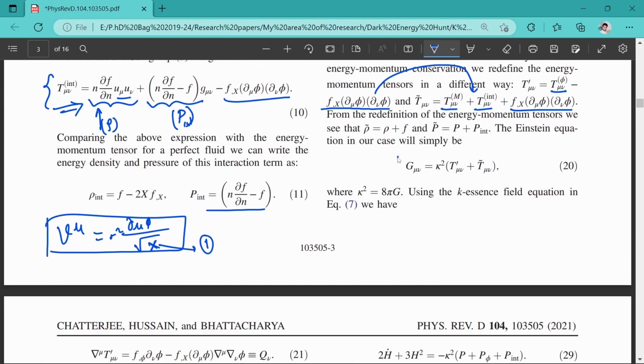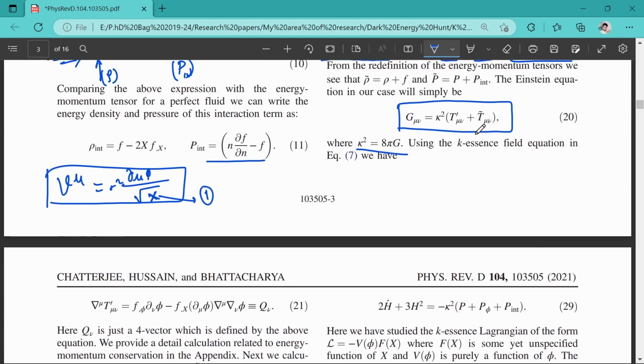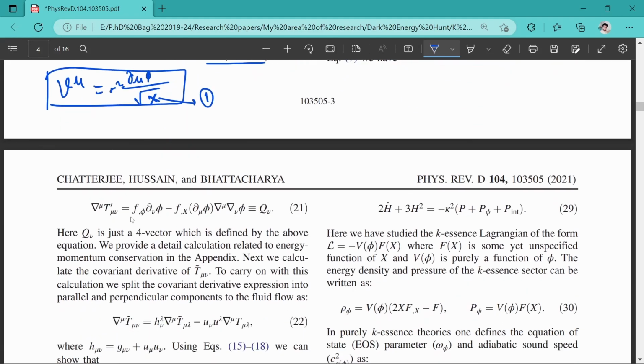So our field equation will become G_μν is equal to κ² (T_μν dash plus T_μν tilde), where κ² is 8πG. Now if you take the covariant derivative on the right hand side and do the whole calculation, it is a very big calculation, I cannot describe each and every step. What you will get is f comma φ ∂_νφ minus f comma x, this one.